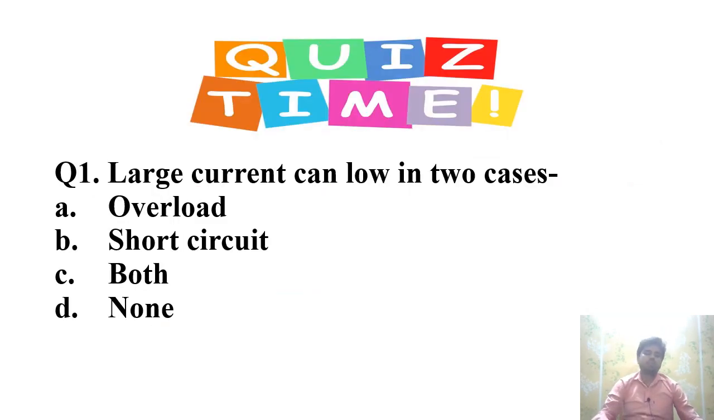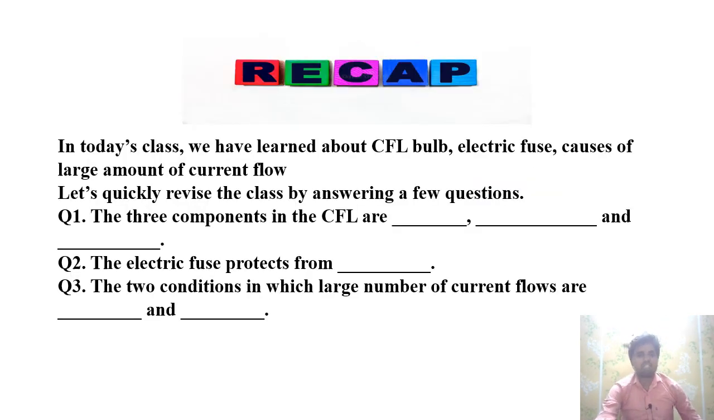Now you have to tell me, the large current can flow in two cases. First one is overload, short circuit, both or none. Yes, students, it is a very easy question. We all know that large current can flow in both cases, overload and short circuiting. Clear? So we are in the last part of this class.